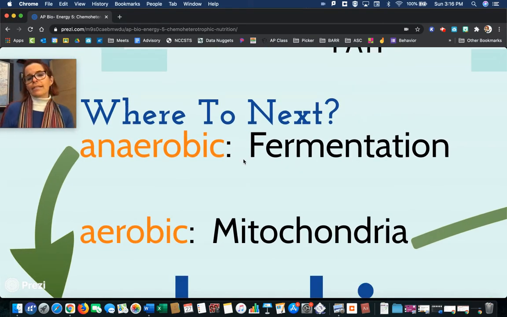So if this process is aerobic, meaning there is oxygen available, and this is happening in a eukaryote, then we're going to go into the mitochondria. But we're going to pause for just a second. We'll get to that. Instead, we're going to talk about fermentation.